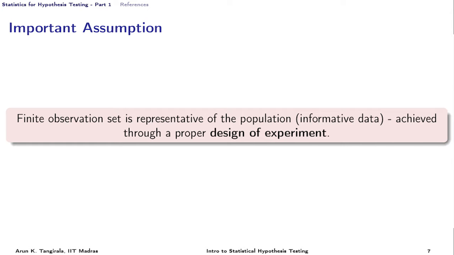of the process. Now, all of this that I am saying is not just valid for hypothesis testing, it is also valid for statistical inferencing in general. Slowly we will drive ourselves towards hypothesis testing, but these are the generic concepts that have to be learnt regardless. Now, this is an important assumption: that the finite observation set is representative of the true population.